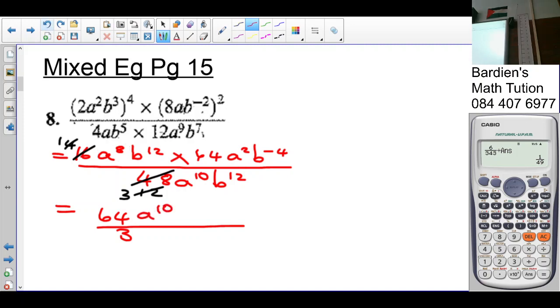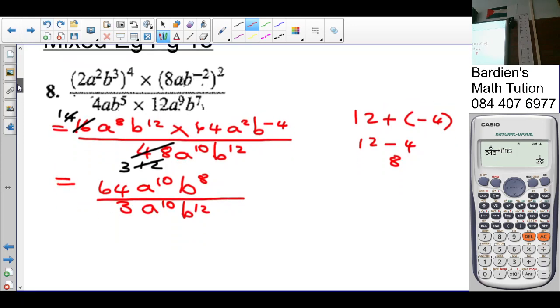A 10. B 12 multiplied by b to the minus 4. B to the, how do you get minus 8? Well, what's the rule when we multiply? We multiply, add the exponents. So it's going to be 12 plus negative 4, which is 12 minus 4. It's 8. Not so? A 10, B 8. You all agree with that?